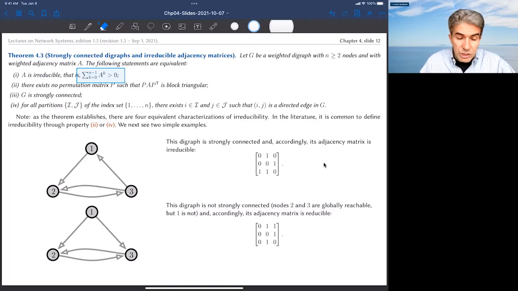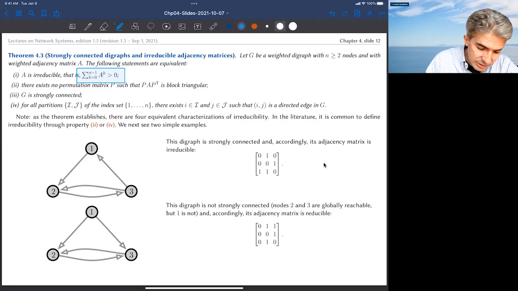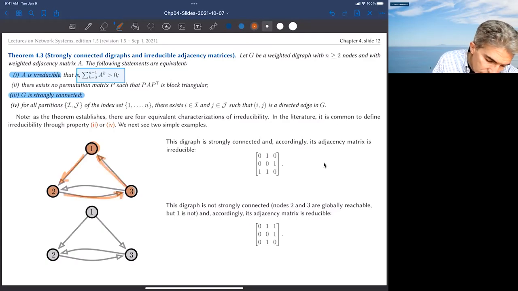All right. So here's the intuition. Basically, in one sentence, the answer is a matrix is irreducible if and only if the associated weighted digraph is strongly connected. Remember, strongly connected is the property that from any node, you can go to any other node. Here's an example at the bottom. Suppose I have this first graph. I have node 1, node 2, and node 3, and I have edges from 1 to 2, from 2 to 3, from 3 to 1. Also, I have an edge from 3 to 2.